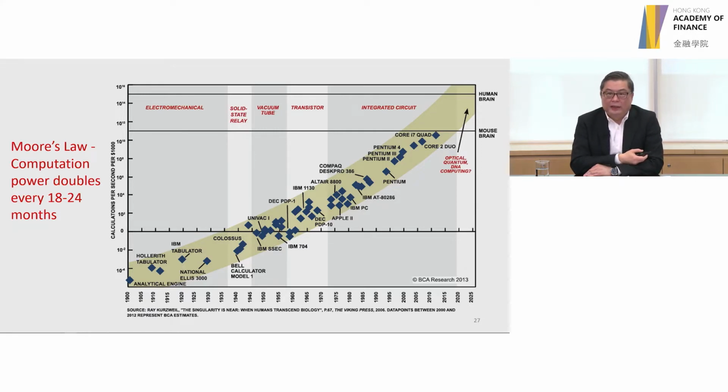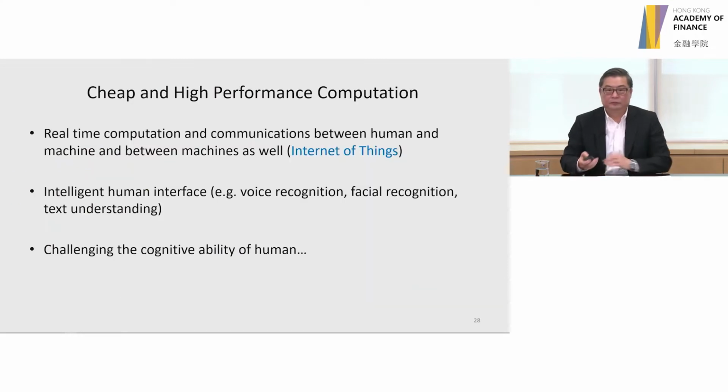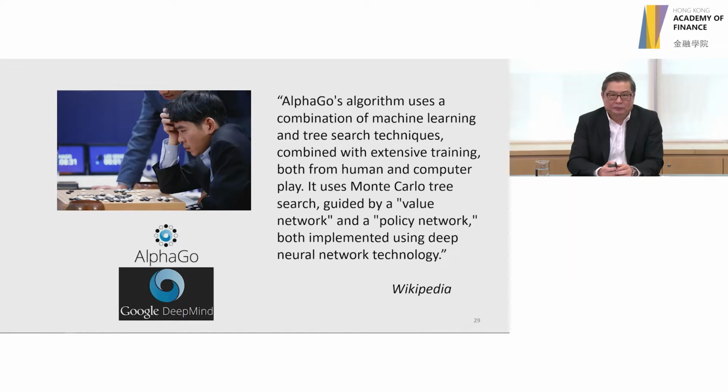There's a lot of research going on in quantum computing. This is another new development that the finance industry should pay attention to. The performance of computers is coming to a point that it starts to challenge the cognitive ability of humans. Many repetitive tasks, a computer is better than many humans. But in something that requires a lot of deep thinking and intelligence, such as the Go game, now the computer AlphaGo has beaten the world champion. And AlphaGo's algorithm is a mix of different machine learning and search algorithms.